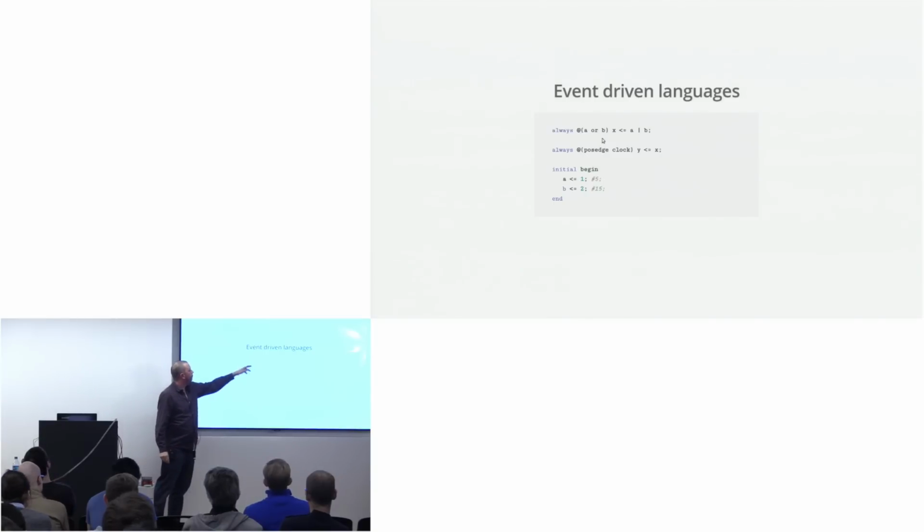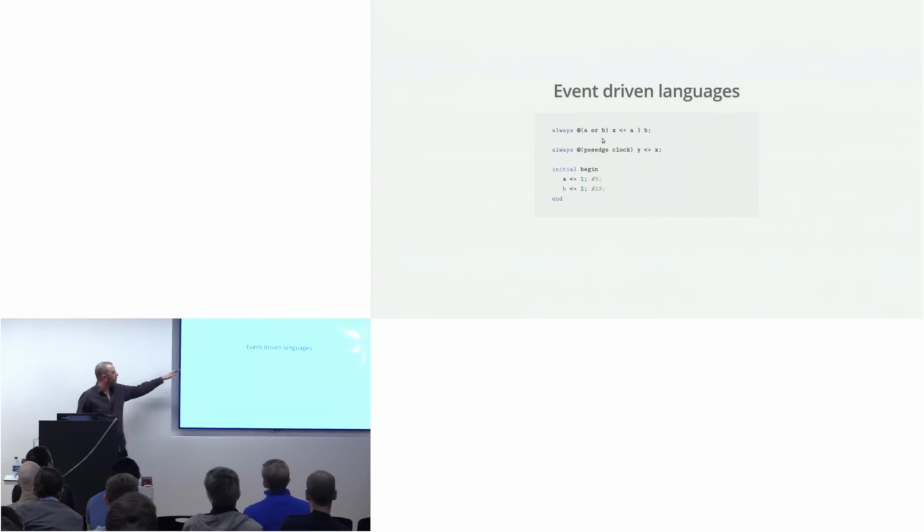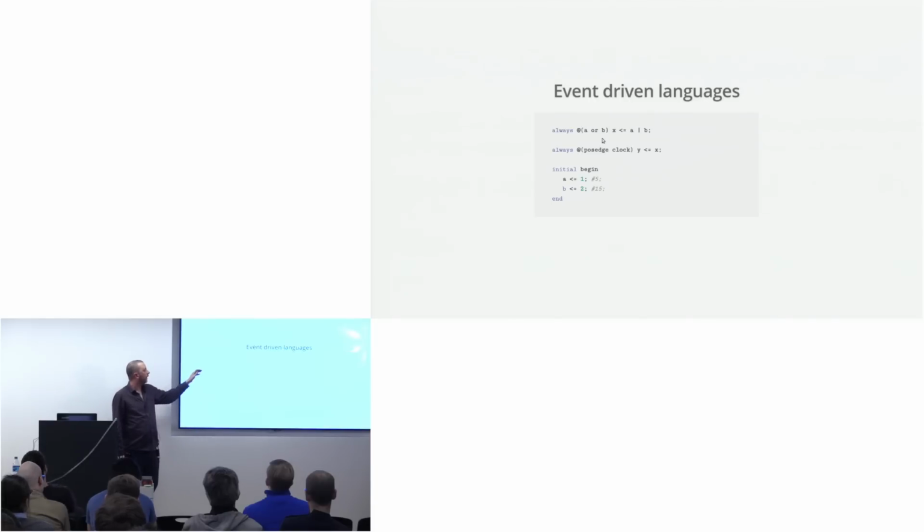But this stuff is always triggered on what's called a sensitivity list. So this first one will update X. If you can't see that, it says X equals A or B. It'll only update X when there is a change on the signal A or the signal B. And that's how you describe combinational logic.